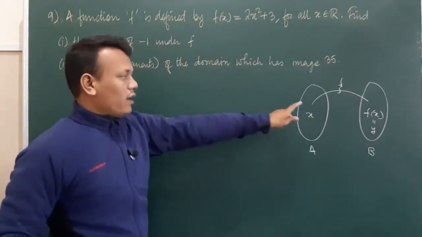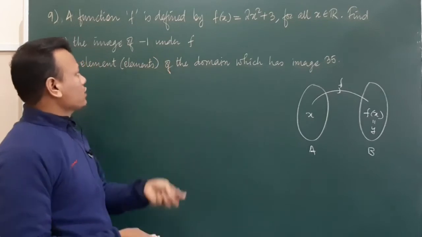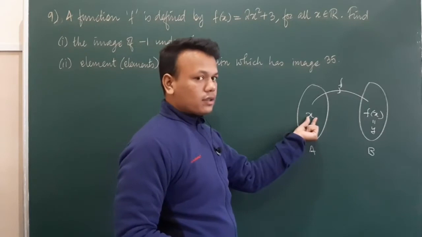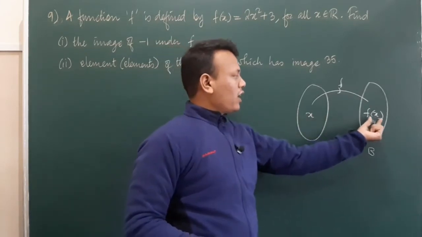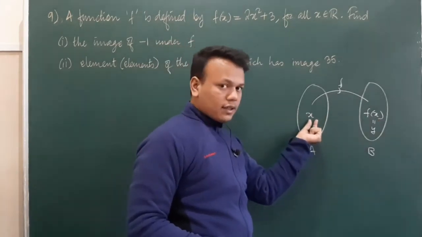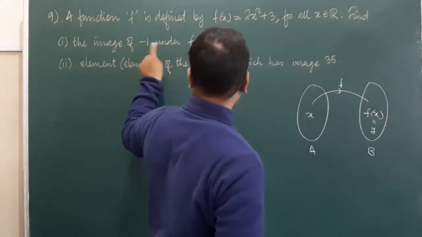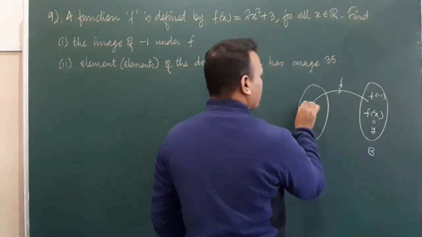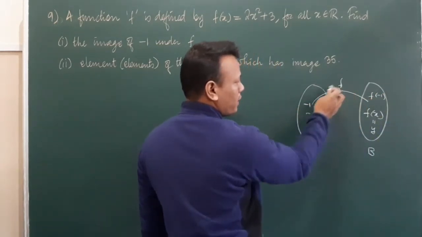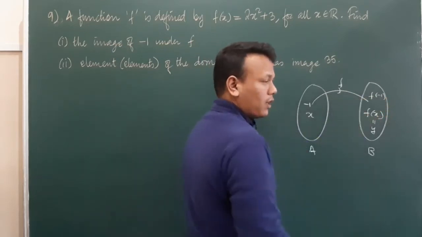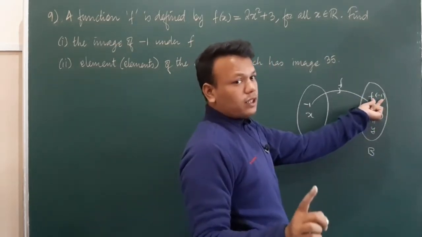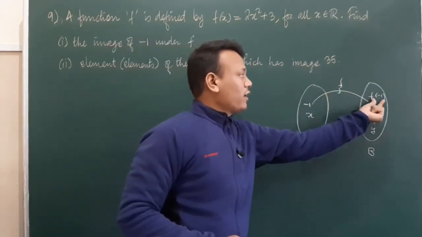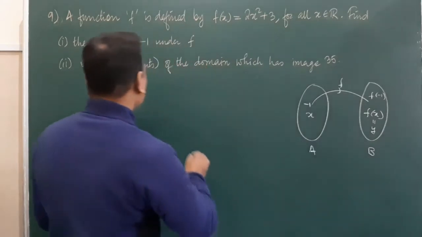Having understood this, let's see what is the meaning of this. The question says, find the image of minus 1. As I said earlier, f(x) is the image of x. So the image of minus 1 under f will be f of minus 1, isn't it? Minus 1 is here and f picks up minus 1 and gives me f of minus 1. This f of minus 1 is called the image of minus 1 under f. So that's what we need to find, that is, we need to find f of minus 1.